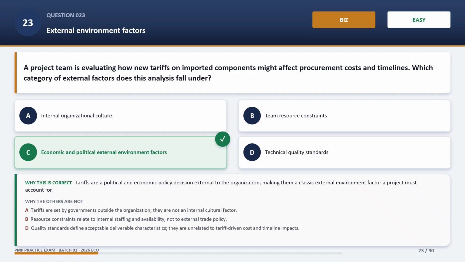Internal organizational culture is incorrect. Tariffs are set by governments outside the organization. They are not an internal cultural factor. Team resource constraints is incorrect. Resource constraints relate to internal staffing and availability, not to external trade policy. Technical quality standards is incorrect. Quality standards define acceptable deliverable characteristics. They are unrelated to tariff-driven cost and timeline impacts.